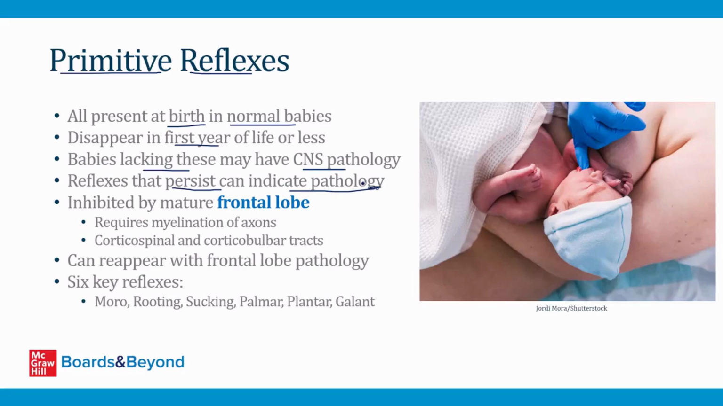The idea behind these reflexes, and why they're present at birth but go away by a year of life, is that they're inhibited by a mature frontal lobe. The frontal lobe has to develop and the axons have to become myelinated in the corticospinal and corticobulbar tracts, and this takes about a year to occur. So when babies are first born, their frontal lobe is not mature and they will have all these reflexes, but by the first year of life, the frontal lobe should be mature and therefore these reflexes should go away. They can, however, reappear later in life if patients have a stroke or some other pathology that disrupts the frontal lobe. And there are 6 key reflexes. They're all listed here, and we'll go through these in the next couple of slides.